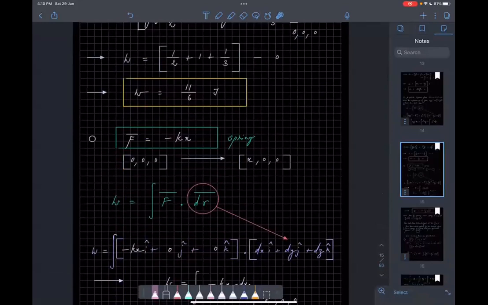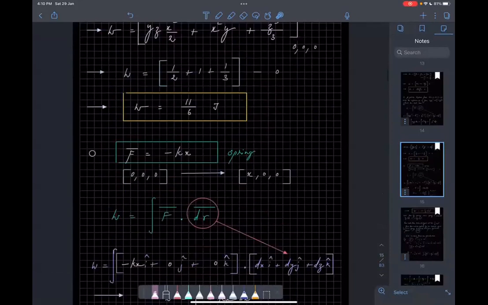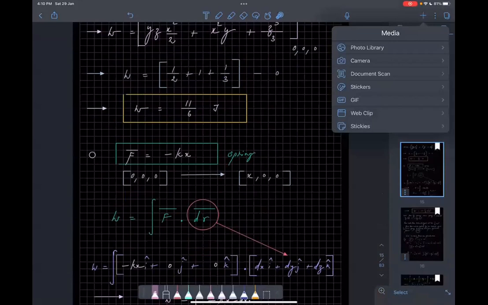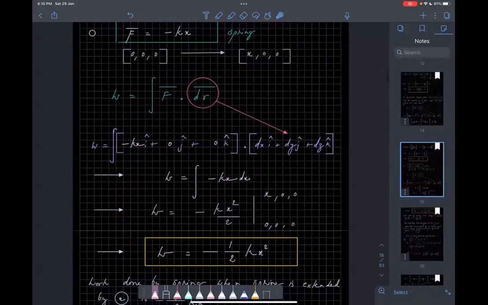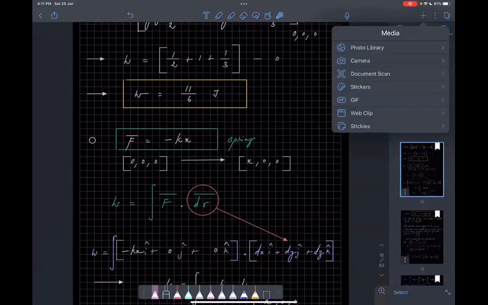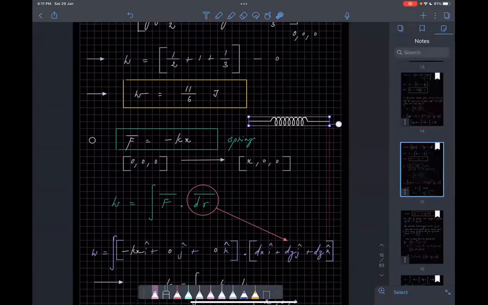Now one more example. There is a spring. Suppose the spring is oriented in x direction. It will extend along x direction, right? So here I'll draw a spring and show you. So the spring is in x direction, like this.